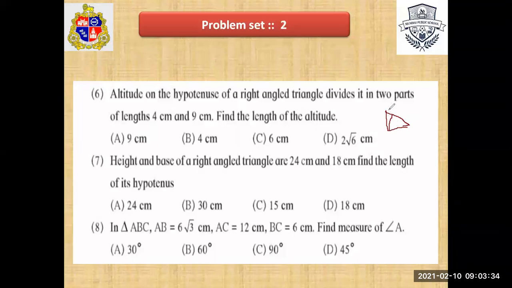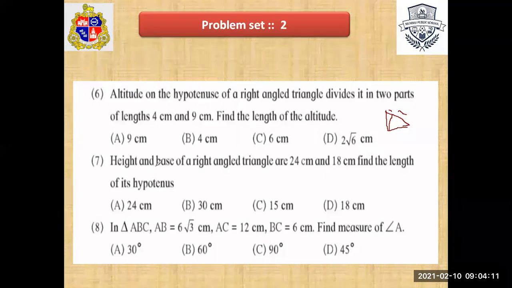So this altitude divides the hypotenuse into two parts, 1 and 2. The values given are 4 centimeter and 9 centimeter. You have to find the value of the altitude. So here we apply the geometric mean theorem, that is altitude square is equal to this multiplied by this. So 4 into 9 is equal to 36, so altitude square is equal to 36. To find the length of the altitude, take the square root of 36, you will get 6. 6 is the correct answer.